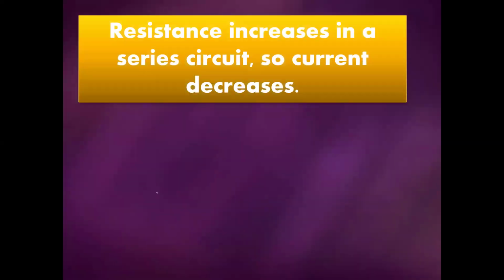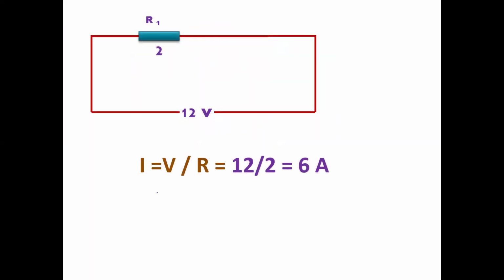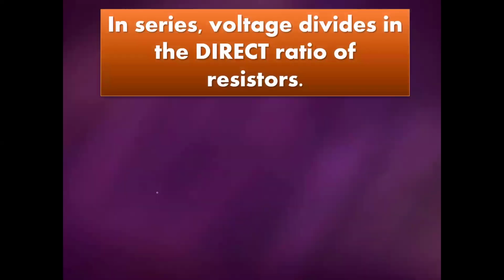Now, resistance increases in a series circuit, so current decreases. Look at this, there is only one resistor, which is 2 ohm. So when I calculate the current, I'm getting 6 ampere. When I use two resistors in series, my current will decrease to 2 ampere. So in series, current decreases, resistance increases.